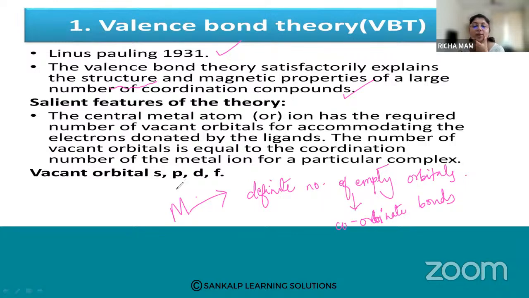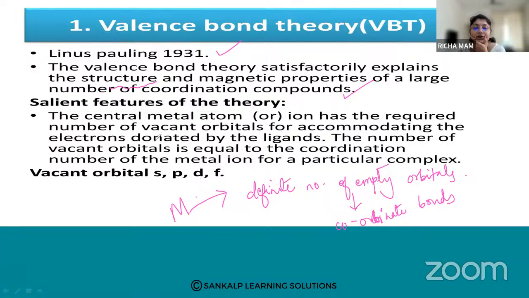Second point, the number of empty orbitals which are provided by the central metal ion tells you the coordination number. Coordination number means it tells you the secondary valency.